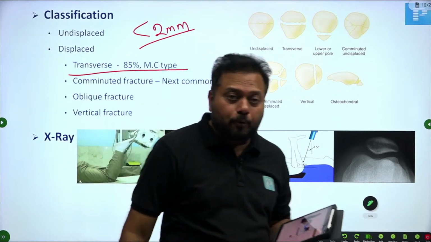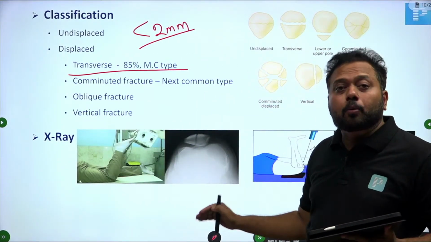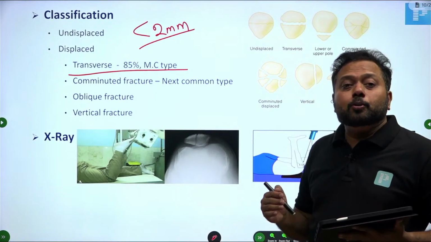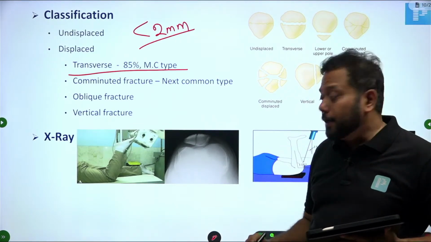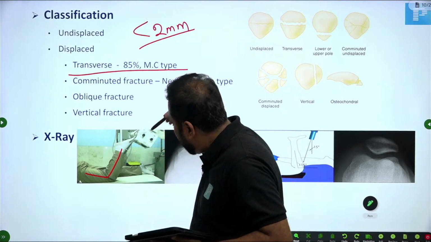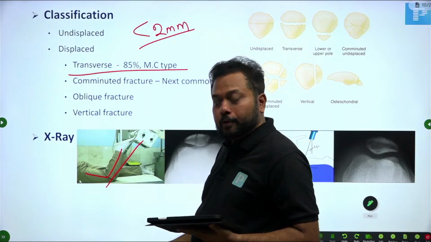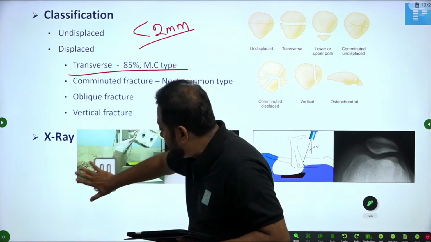Second common type is comminuted. Okay, you see, I am going to tell you, this is the reserve question. The best view to visualize patella is not your AP or lateral. This is the view. So you see the knee joint is flexed to 45 degrees and the X-ray beam passes from here to the patella like this. Just zoom the app and you just see.